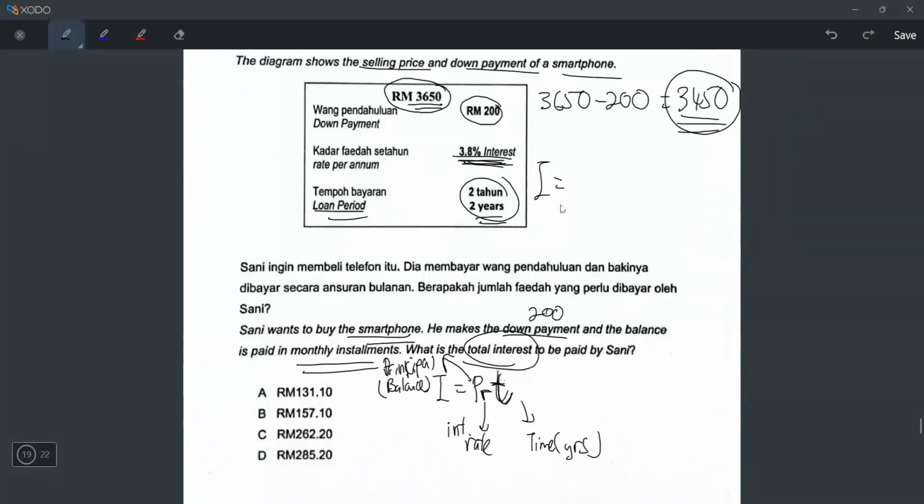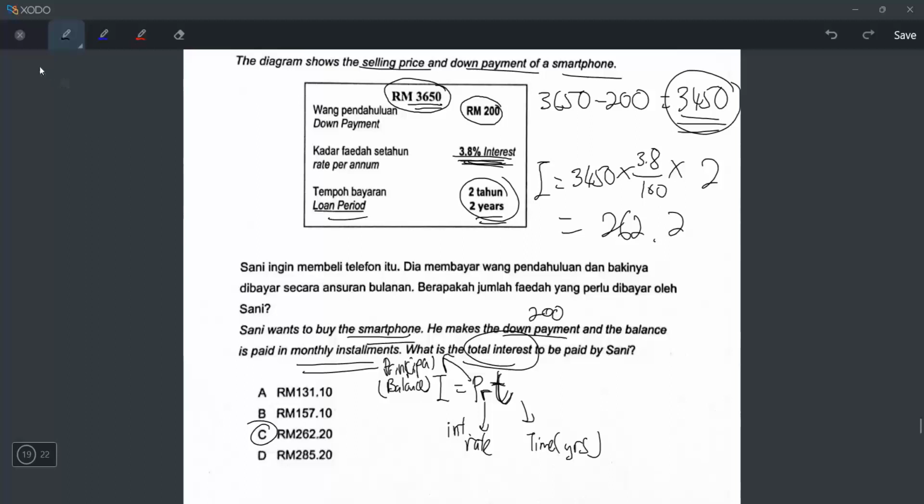So what is the interest here? The formula is PRT, right? So P will be the balance, which is 3450, times the rate, which is 3.8%, so 3.8 per 100, times the time, which is 2 years. You press this in your calculator, you get the answer. 3450 times 3.8 divided by 100 times 2. So 262.2. Okay, so this is the answer, that's the answer C.